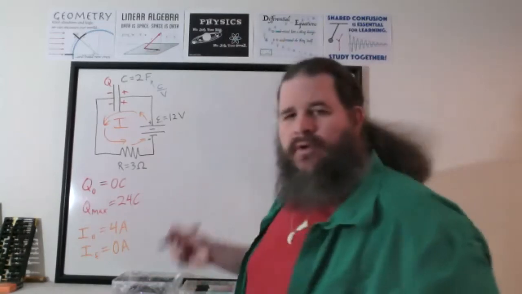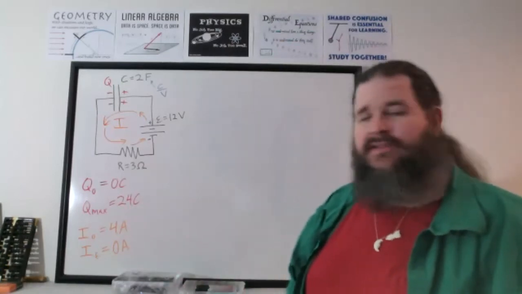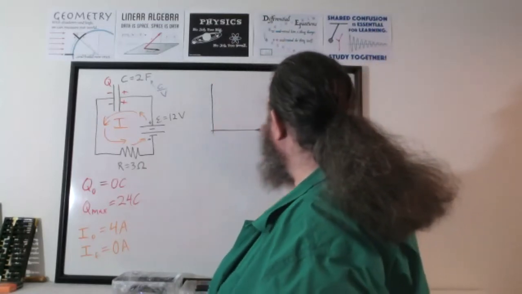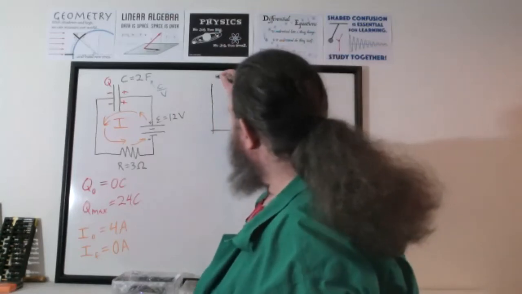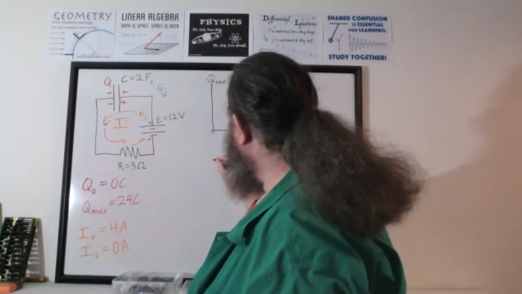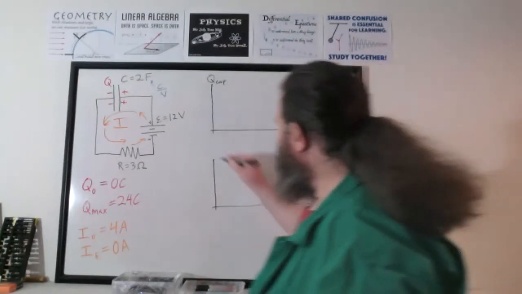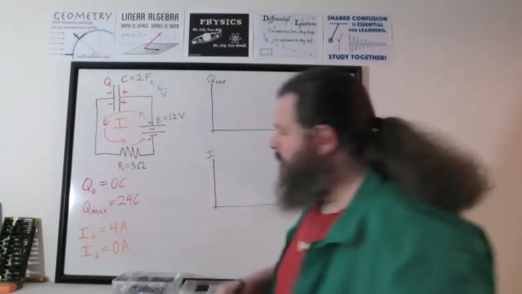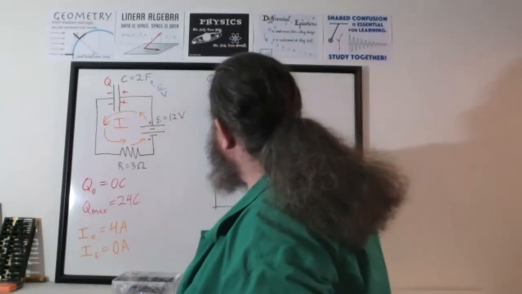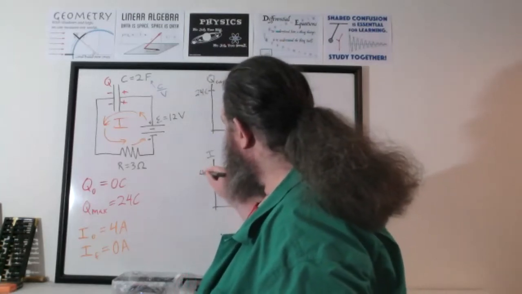Let's say, and of course, we're going to want to graph these on two separate graphs because charge and current are keeping track of two different things. So let's make a graph of time versus charge on the capacitor and another graph of time versus current in the resistor, which is really just current in the entire loop because it's just one path anyway. And we know that the important values we want to keep track of for charge are 24 coulombs and 0 coulombs. And for current, 4 amps and 0 amps.